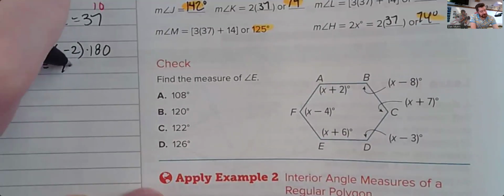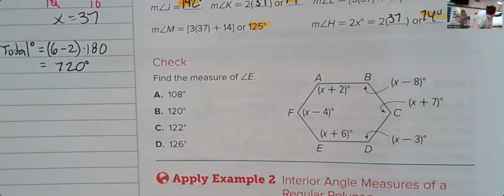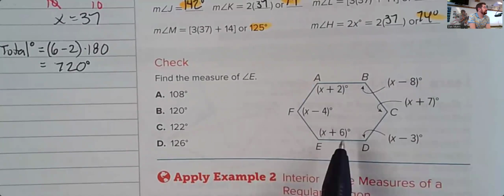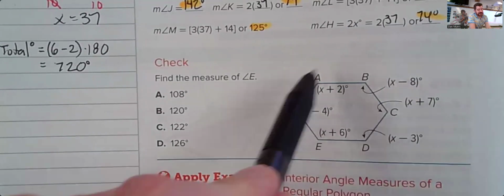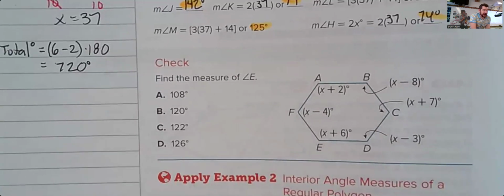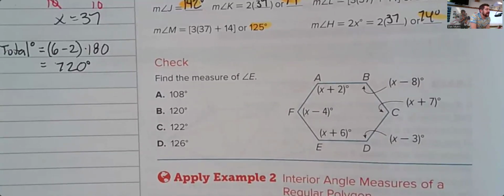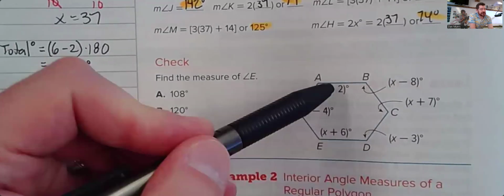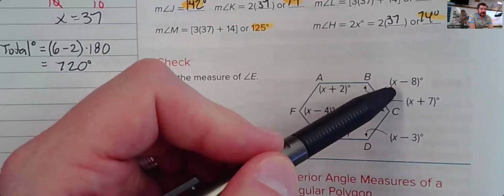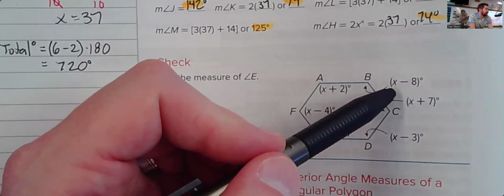$720. There you go. So the number of degrees in any hexagon is 720 degrees, including this one. So we have to write an equation adding up all 6 sides, combining like terms, to set equal to 720. Now, to make our lives a little bit easier, I would not suggest writing x plus 2 plus x minus 4 plus x plus 6 plus x minus 3 plus x plus 7 plus x minus 8. That would be a little overkill. It would be a lot of writing as well.